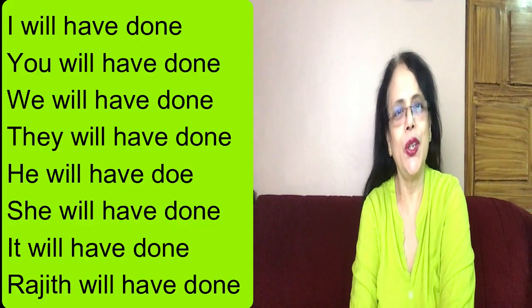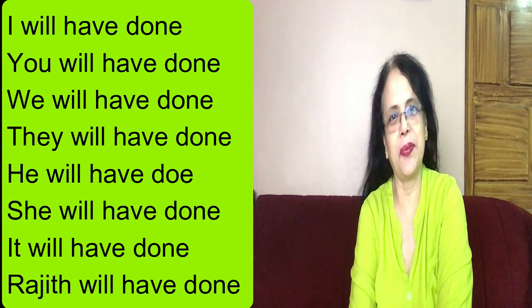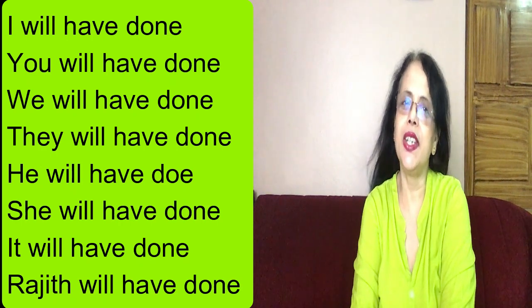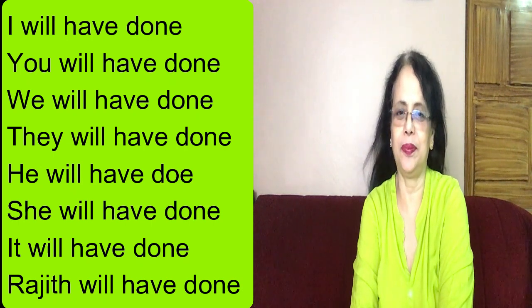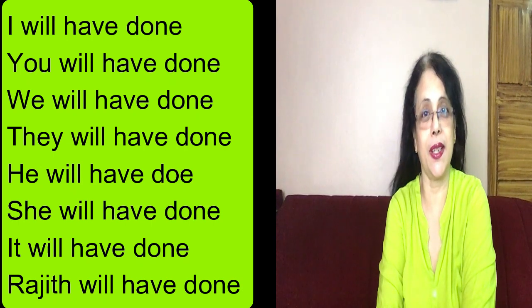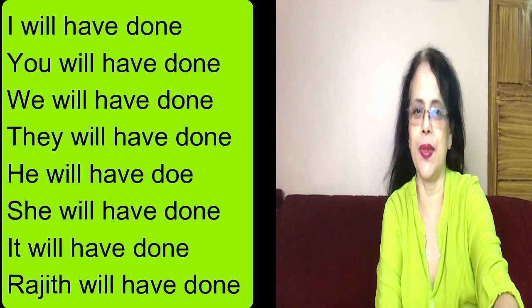The easiest part is will, that is the auxiliary verb. The same auxiliary verb can be used with all the pronouns as well as proper nouns. So let's see how you can use it. I will have done, you will have done, we will have done, they will have done, he will have done, she will have done, it will have done, Rajit will have done. So that's the beauty of it. The same auxiliary verb with all the pronouns as well as proper nouns.